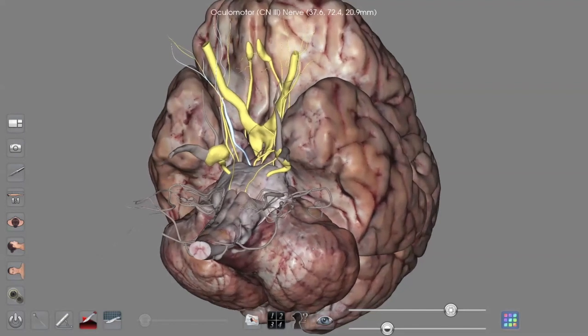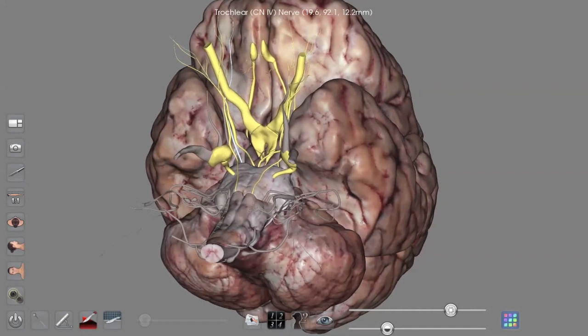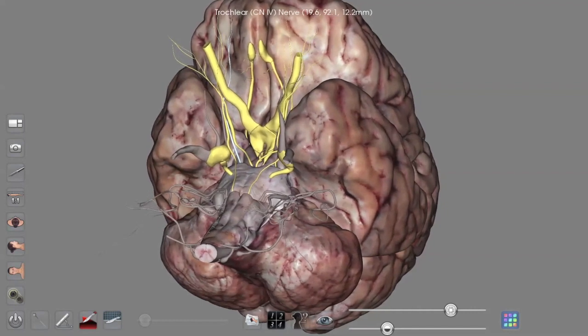Adjacent to cranial nerve 3 is the trochlear nerve, cranial nerve 4. This as well is a motor nerve, which is responsible for movements of the eye, specifically the diagonal movements of the eye from the superior oblique muscle.